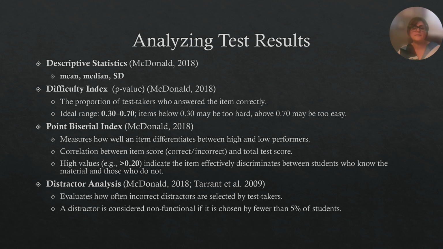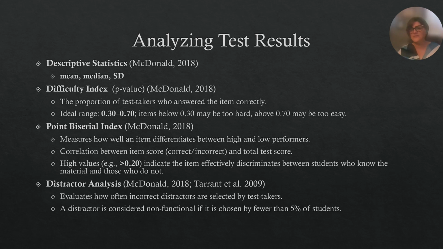There's also the point biserial index. It measures how well an item differentiates between high and low performers. This is based on the total correct and incorrect and the test score. High values indicate that the item discriminates between students who knew the material and those who didn't.